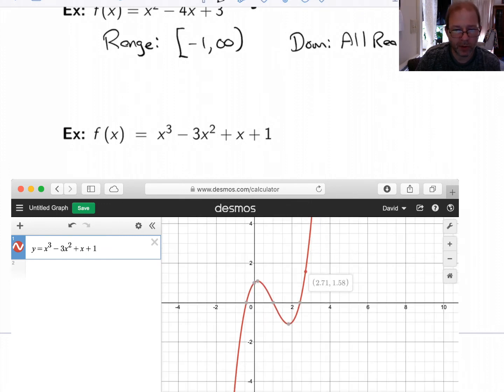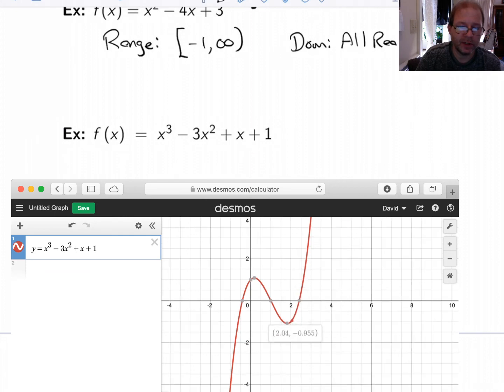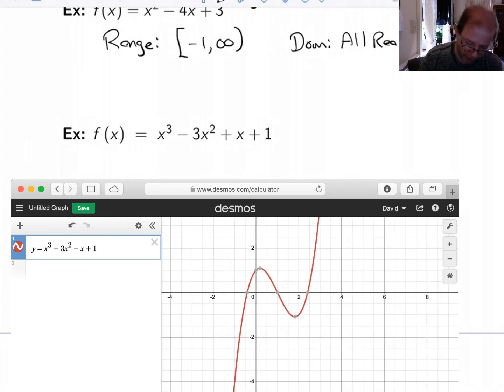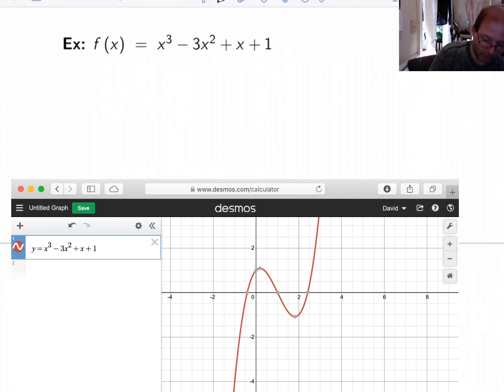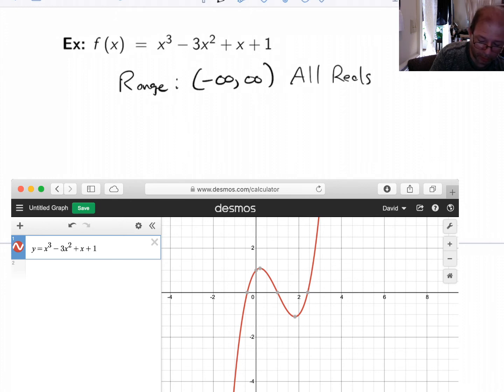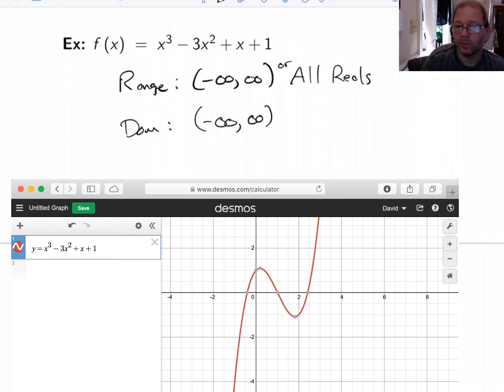So it's looking at its range first. Its range goes up to positive infinity and then down to negative infinity. Or I could have said all reals. And its domain is actually the same, because we can go everywhere from all the way over to the left to all the way over to the right. So using a graph, we can look at that and get those domains and ranges.